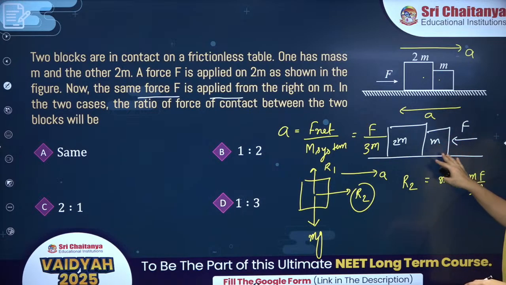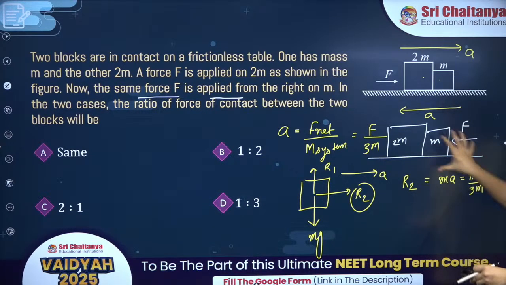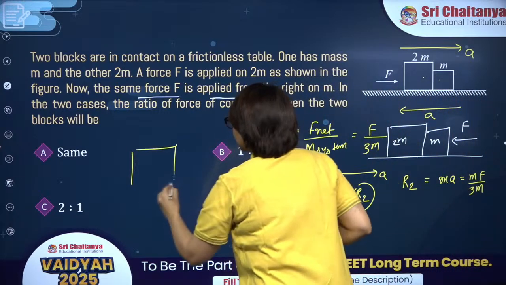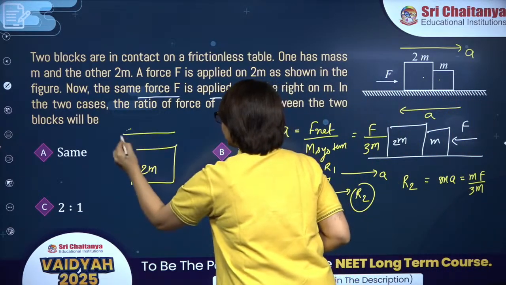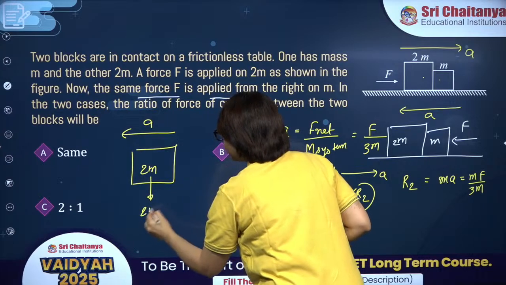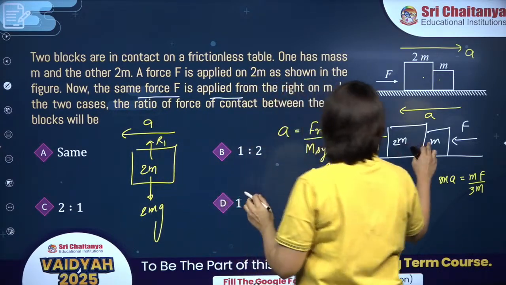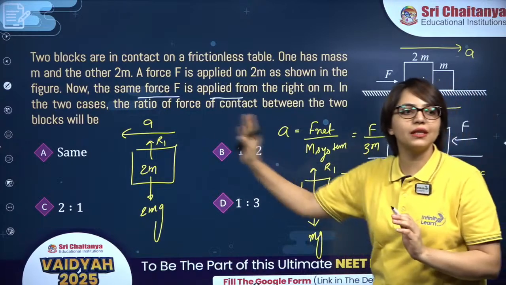In the second situation, if you look at this 2m block, it is accelerating towards left, 2mg down, normal reaction provided by ground up, and normal reaction provided by small m is towards left.